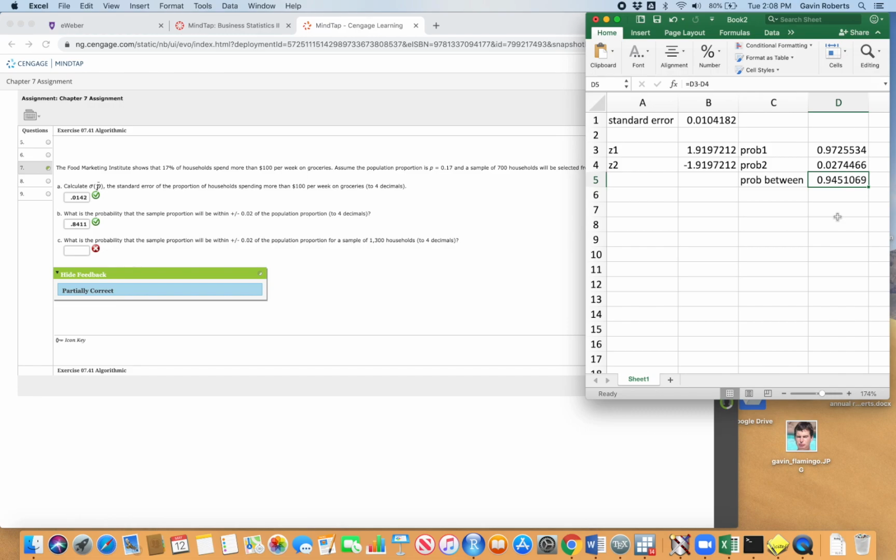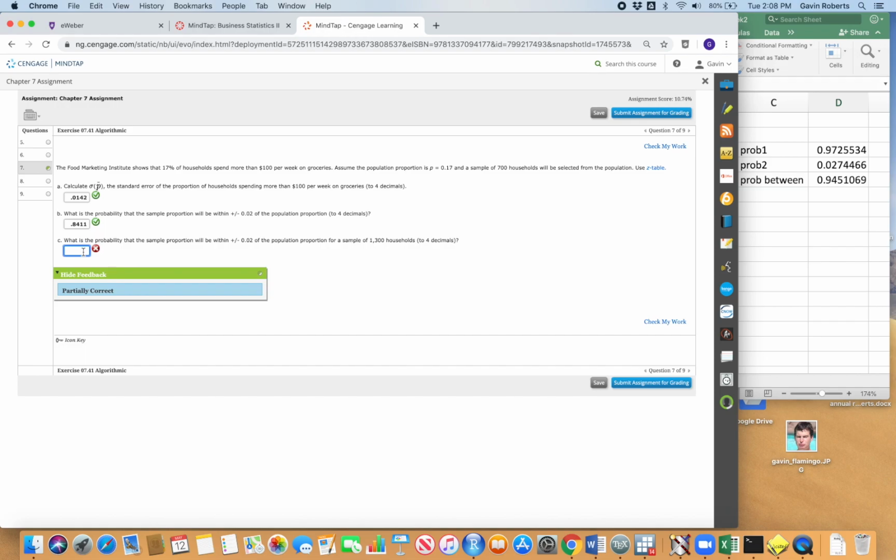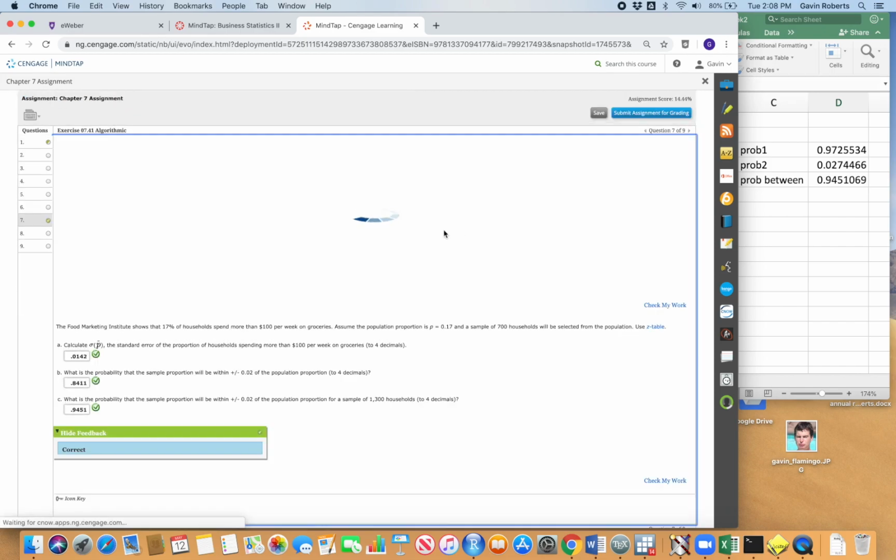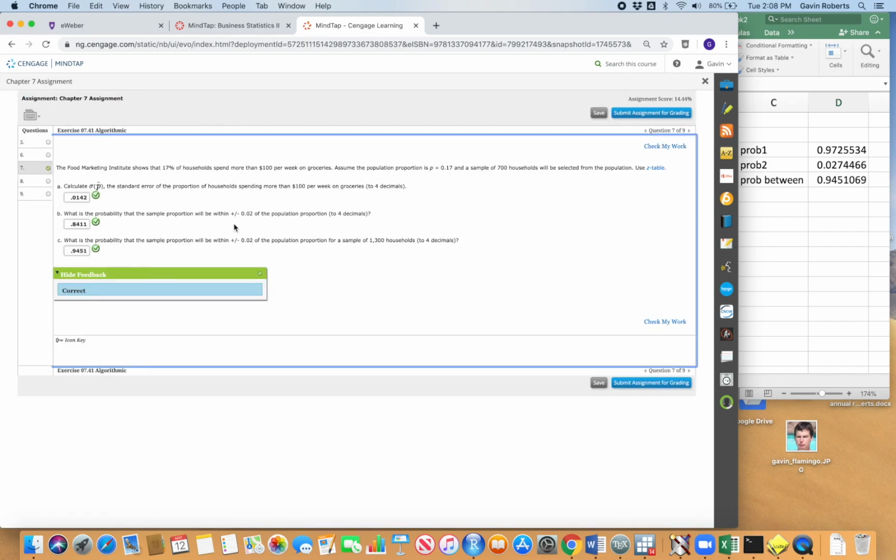There's a higher probability. Why is there a higher probability when we have a bigger sample size? Because that distribution is tighter. As we saw in earlier videos, that bell curve gets tighter around the population proportion when we have a bigger sample size. So let's check this out. 0.9451. Yes, it worked. All right. So there's an example of that one. That example should help you with some other ones too.